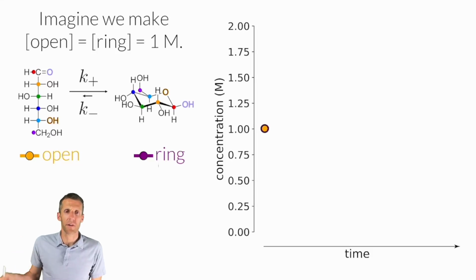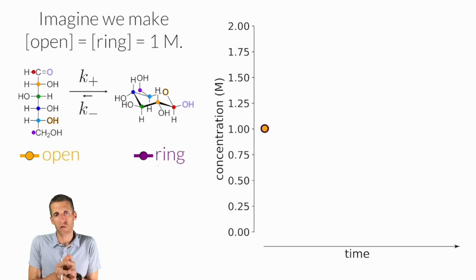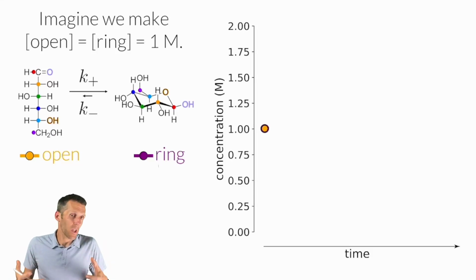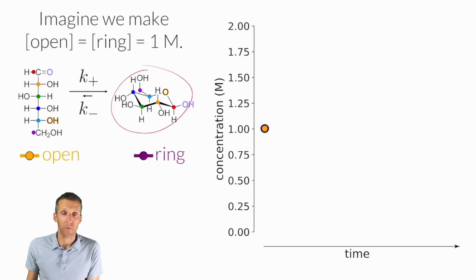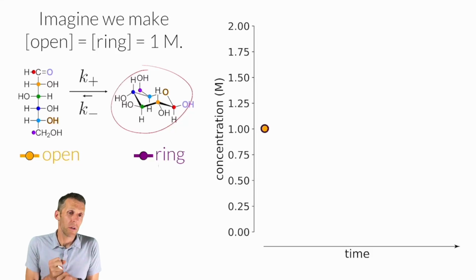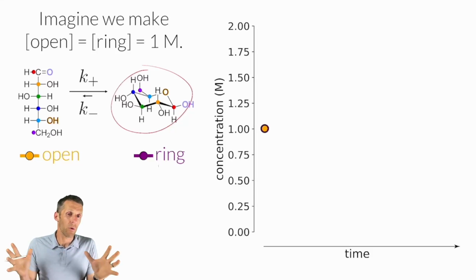So it might be easier to see if we do a sort of visual model. Imagine that we take these two molecules, the open and the ring, and we put them at 1 molar. Turns out in real life that the closed form, the ring form, is the favorable form under standard biological conditions, which means the rate of going from open to ring is faster than going from ring to open. So this arrow is longer because that direction is favorable. If we put these both at 1 molar and then we let time go, what's going to happen?